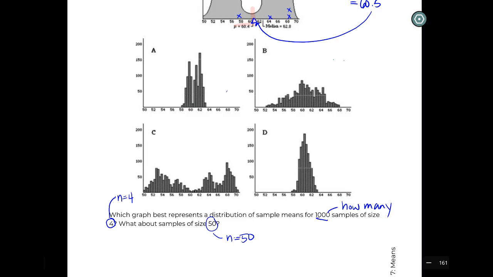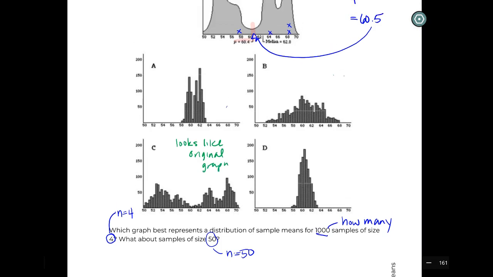All right, so hopefully you've finished this and you've made a guess, because like I said, making a guess makes it a little more tangible. I'm just going to describe what we see in each of these graphs. Graph C looks like the original graph, right? Very similar. It still goes from 50 all the way to 70. Still has sort of that same shape with that weird gap in the middle. It's just a little bit messier, right? There's more variability to it, but looks like the original graph.